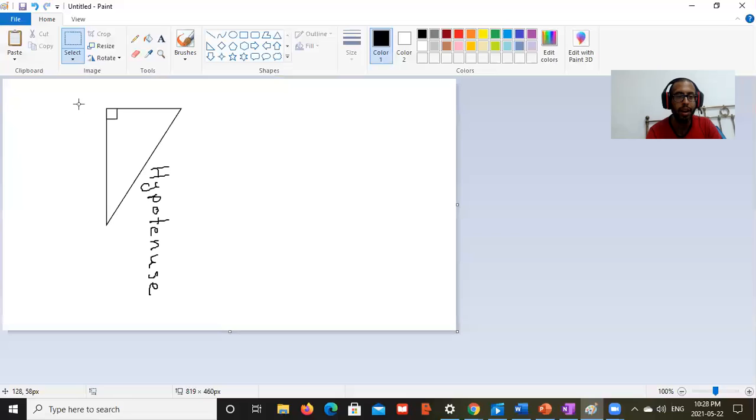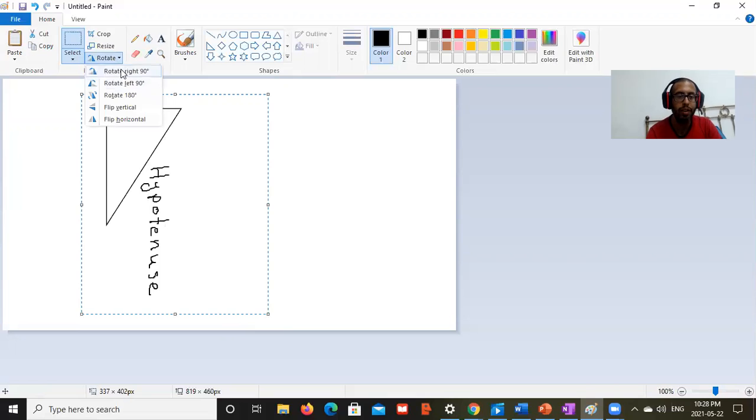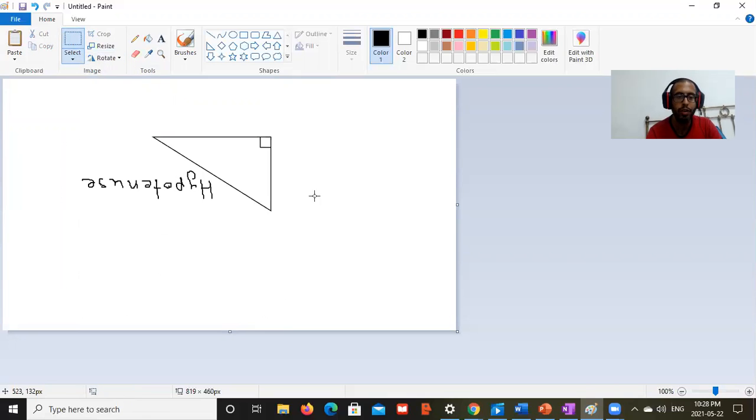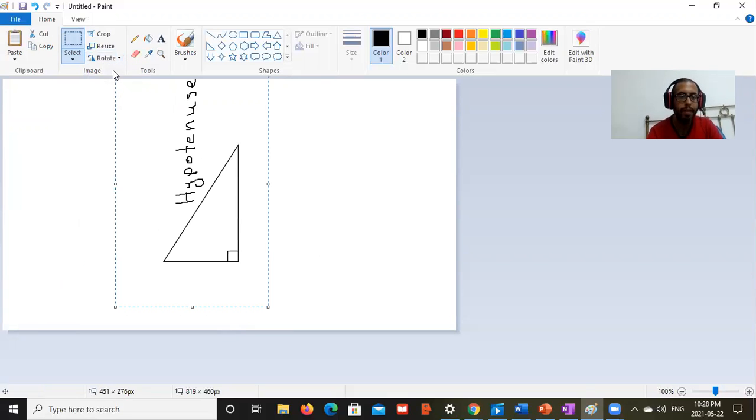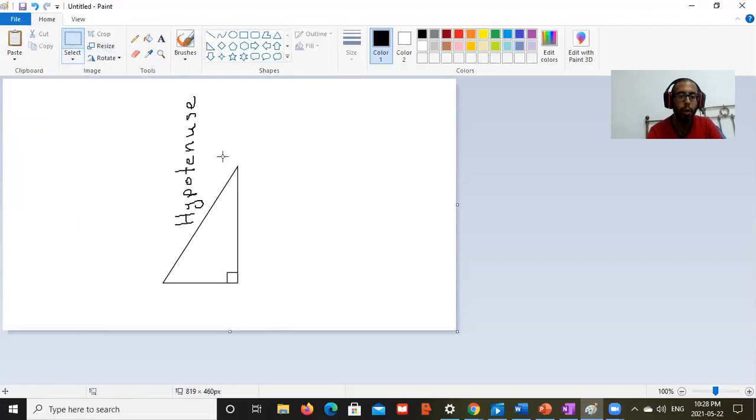If I rotate it again, let's rotate another 90 degrees. What is the longest side of this right triangle? Well, it's going to be this. So this right here is going to be the hypotenuse. If I rotate it again, right? What is the hypotenuse? The hypotenuse is the longest side, so it's going to be this one. Okay? So this is the hypotenuse.